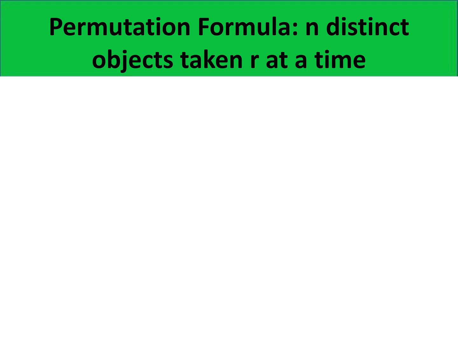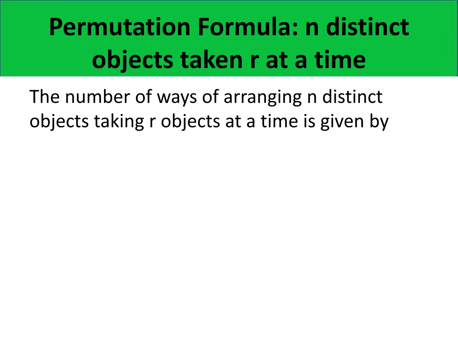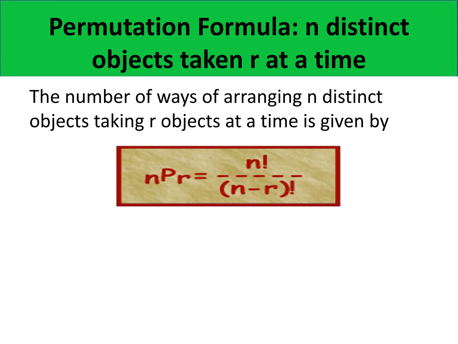The formula for arranging n distinct objects taking r objects at a time is n permutation r, which is equal to n factorial divided by the quantity n minus r factorial. Now let us consider n distinct objects labeled A, B, C, and D. So n equals 4 in this case. Let's take 3 objects at a time and list all the arrangements. First we have A, B, and C. The arrangements are ABC, ACB, BAC, BCA, CAB, CBA.